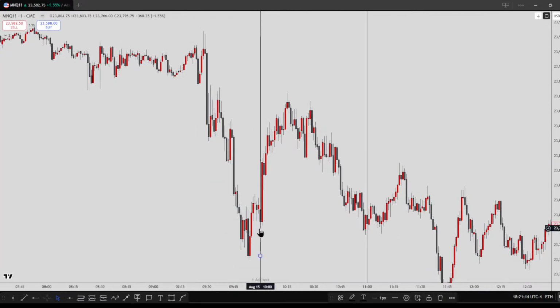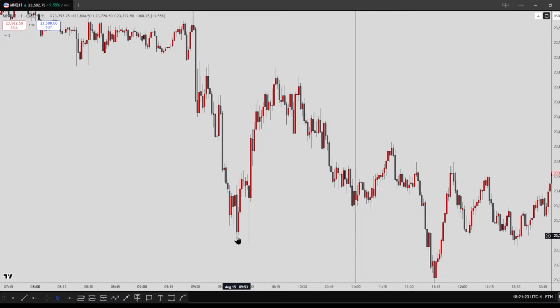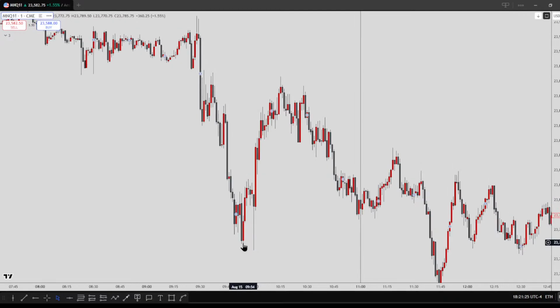I'll have to get rid of this one because it's covering up the wick. Low, lower low, lower low. Again, that's that three drives pattern. And this is also your turtle soup entry. You could take that as a long into these highs.